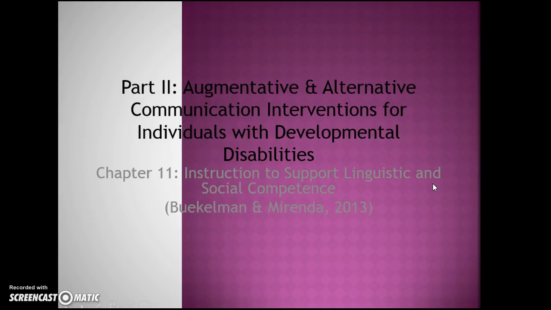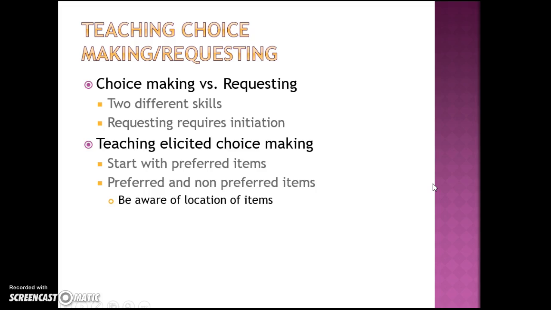So today we're going to talk about some instruction that you can use to support linguistic and social competence in very early beginning communicators. The first thing that we're going to talk about is the difference between choice making and requesting. Now, although they sound similar and they are similar skills, choice making and requesting are actually different.